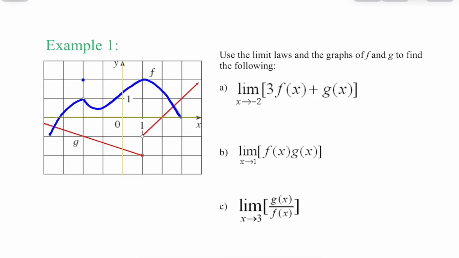Okay, so let's take a look at our first one. It says, what is the limit as we approach -2 of 3 times f of x plus g of x? Now I'm going to write it a little differently using our limit laws. I'm going to do 3 times the limit as x approaches -2 of f of x plus the limit as x approaches -2 of g of x.